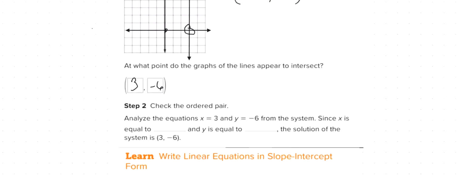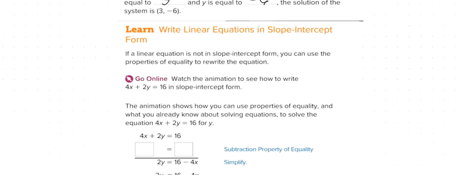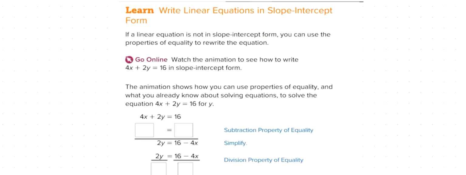Okay, so we're going to check the ordered pair. Analyze the equation: x is equal to 3. So instead of x, we're going to put 3. It's equal to 3. And instead of y, it's -6. So -6 is equal to -6. So both are correct. Since x is equal to 3 and y is equal to -6, the solution of the system is (3, -6). Great. So go ahead and pause this video and do the check problem on page number 322.